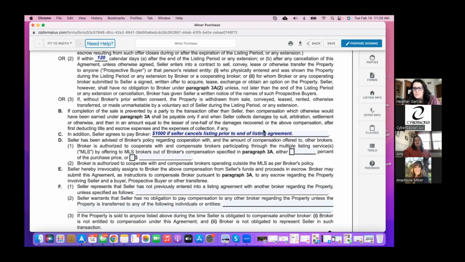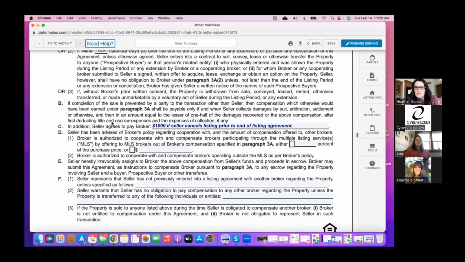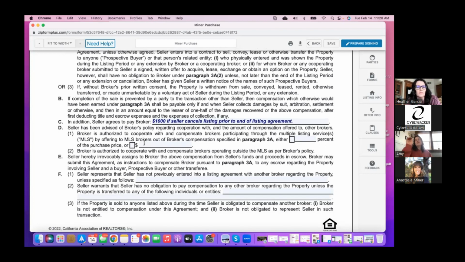Okay, copy. Thank you. Okay, so there's lots of things you could put in addition, seller agrees to pay broker, but if you were going to charge a cancellation fee, that would be one place to put it in. That would be the best place to put it in, let's put it that way.